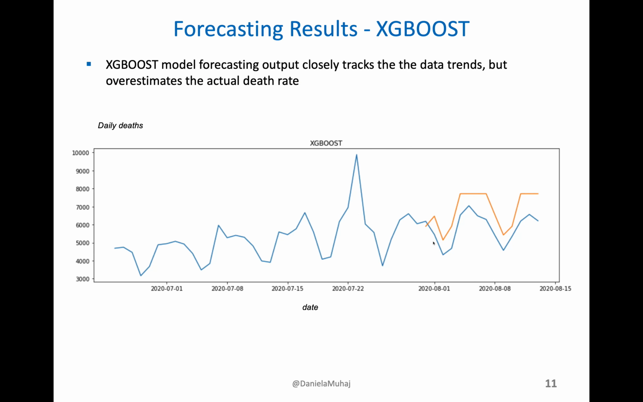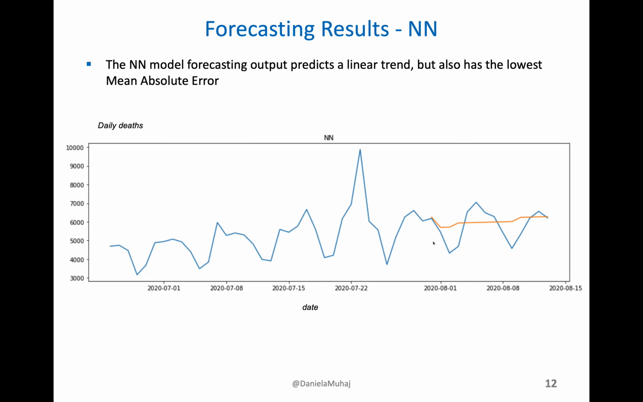And this is the output with the XGBoost, so very similar setup. And here we see that the XGBoost also performs relatively well, but it does overestimate the death toll. And finally, this is the neural network. So unlike the other two models, it seems like the neural network does not capture the seasonality or the fluctuations very well, but it extrapolates a bit more of a linear trend. However, if we compare the mean absolute errors, the neural network model did turn out to have the lowest mean absolute error.